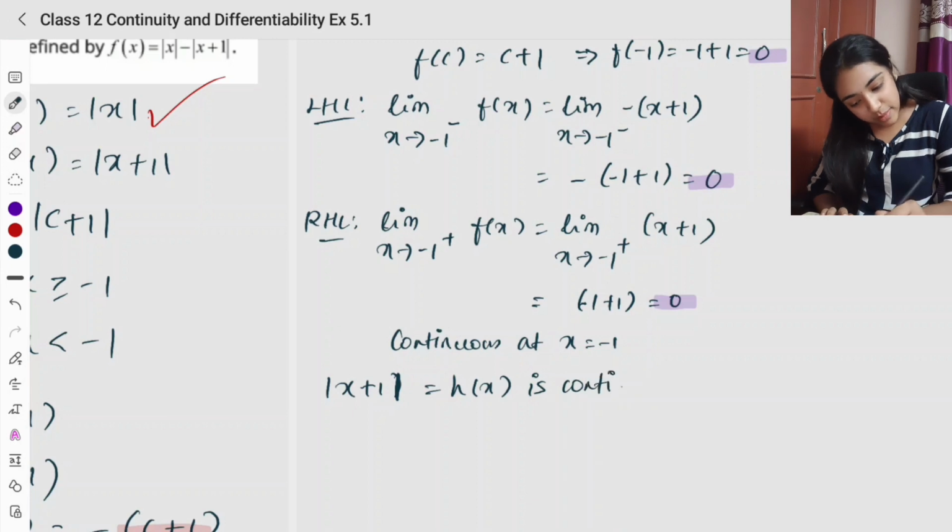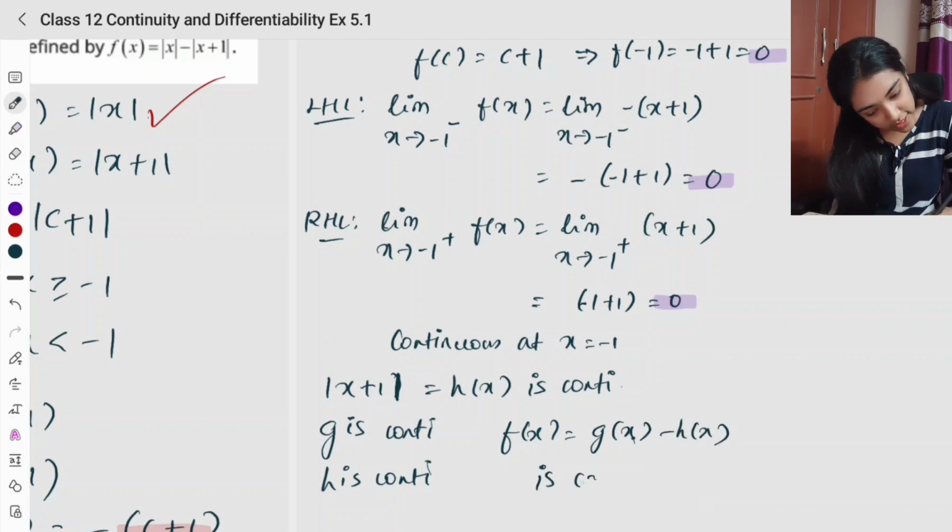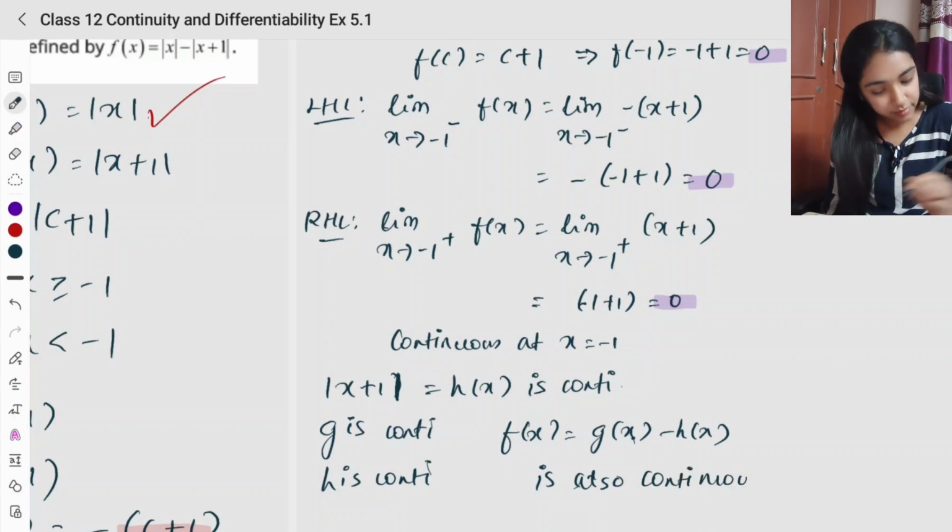So how do we write the final answer? g is continuous, h is continuous, which means f of x, which is g of x minus h of x, is also continuous. Okay, this is how you write your final answer.